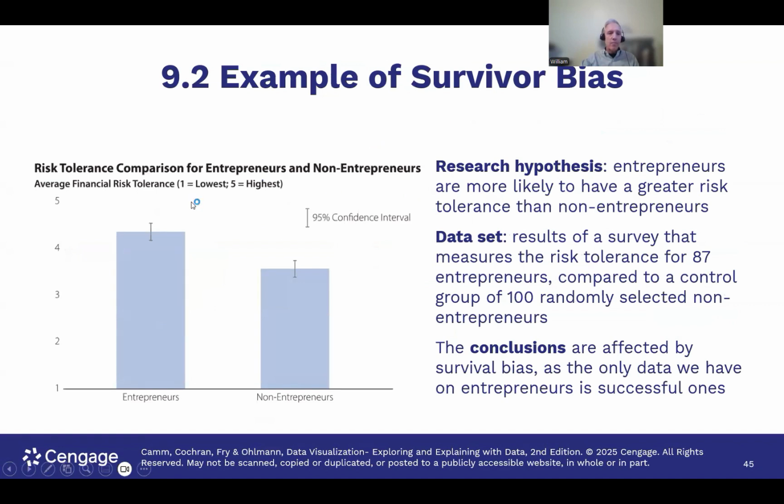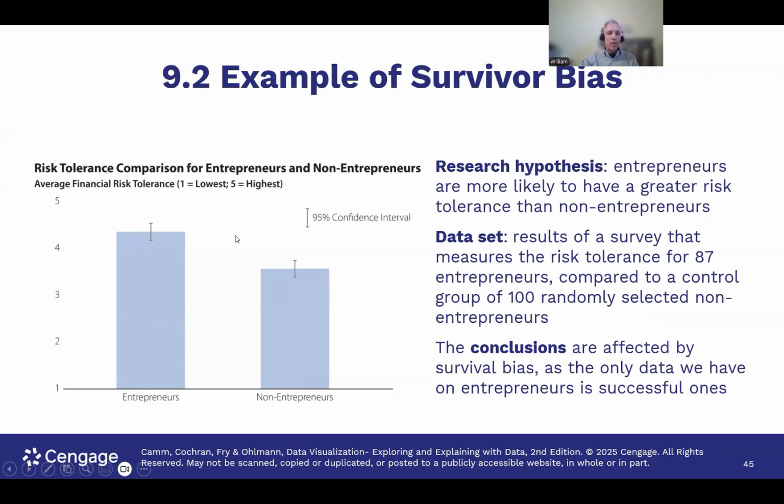So here's an example of survivor bias, and it has to do with the risk tolerance comparison of entrepreneurs and non-entrepreneurs. What they're saying is that the entrepreneurs have a higher risk profile than the non-entrepreneurs. The problem is that they only looked at the ones who were still entrepreneurs. The people who were entrepreneurs and quit being entrepreneurs are gone. So they only got the more highly risk tolerant entrepreneurs.